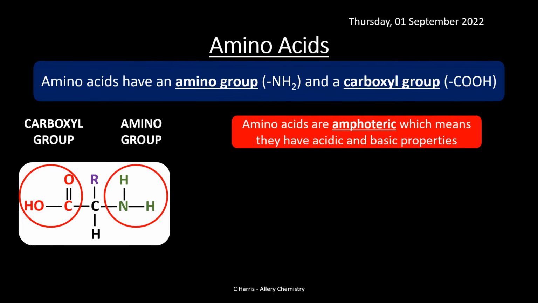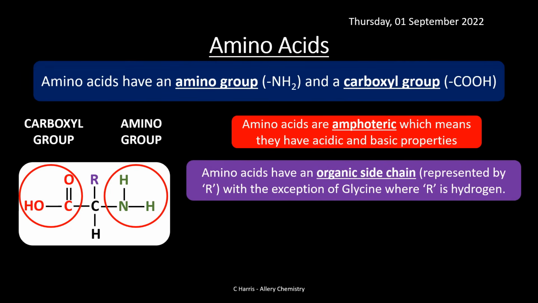So amino acids are what we call amphoteric. It means they have acidic and basic properties, so they're quite versatile as a molecule. Now, amino acids have an organic side chain and they're represented with an R, and you can see here. They'll have an organic side chain, maybe an alkane, for example, with the exception of glycine, where R is actually just a hydrogen instead. So glycine, that would just be hydrogen.